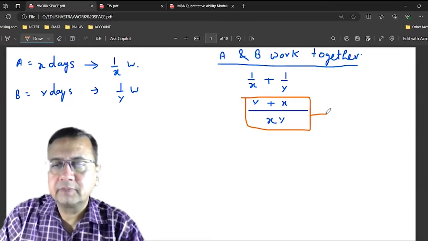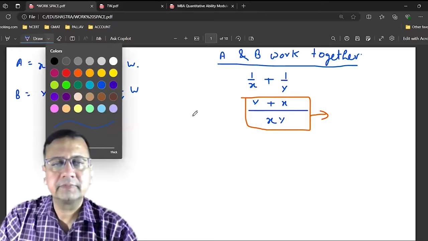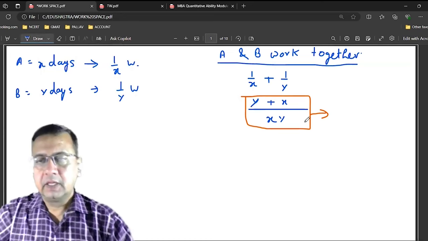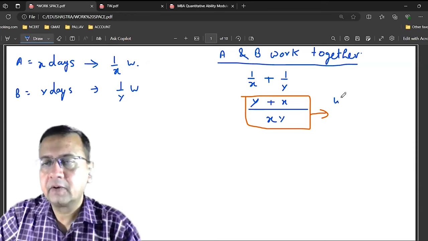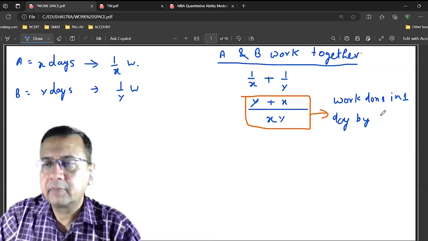What is this term? Y plus X upon XY. What is this term? Work done per day. Yes, this is what? Work done in one day by A and B together when they are working.